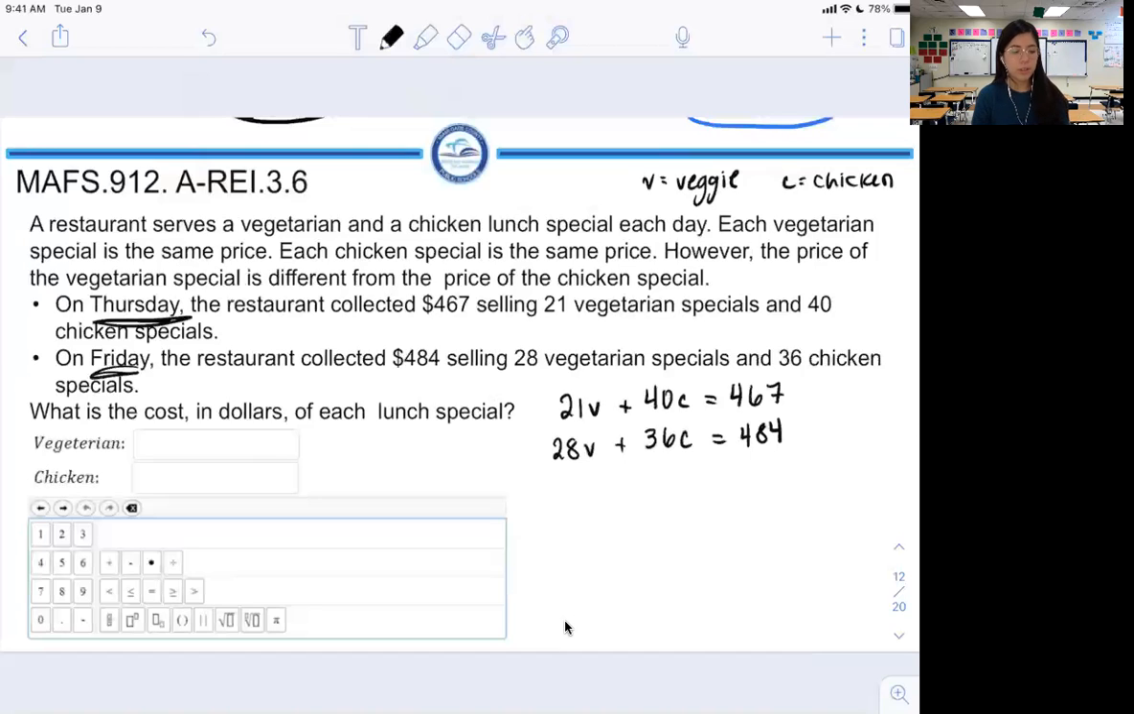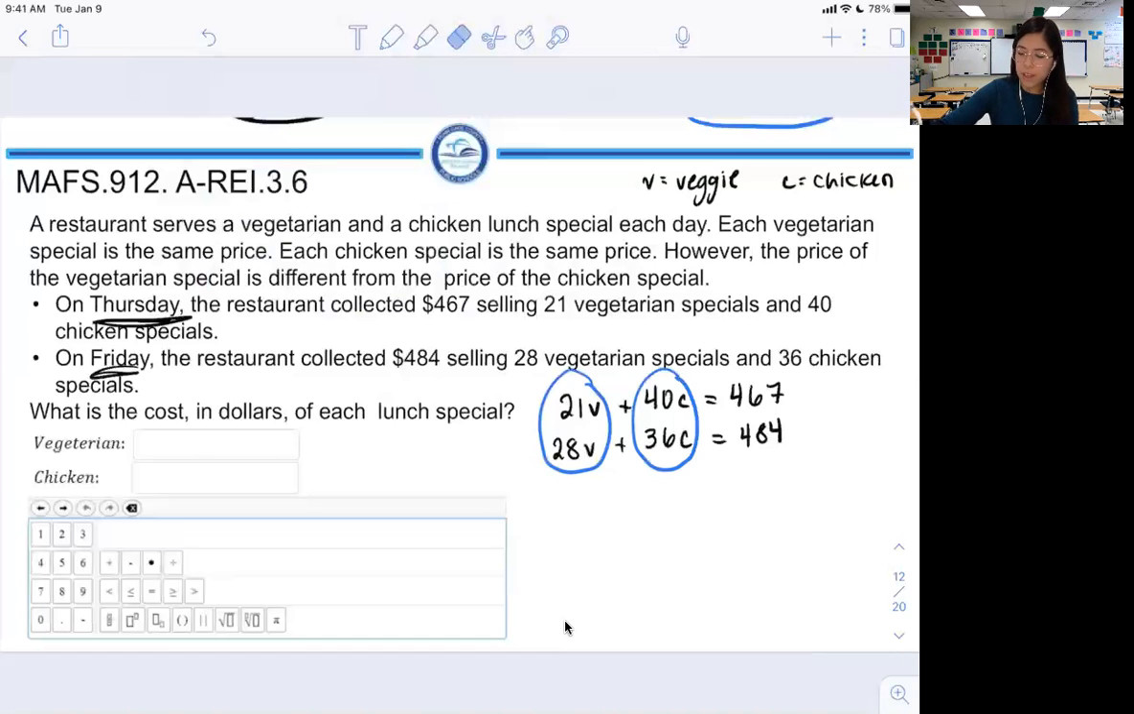I'm just looking at the numbers, and I'm noticing that some of these have factors that are the same. For example, 21 and 28 are both divisible by 7, and 40 and 36 are both divisible by, hold up, not 8, what am I thinking? Of 4. They're both factors of 4.